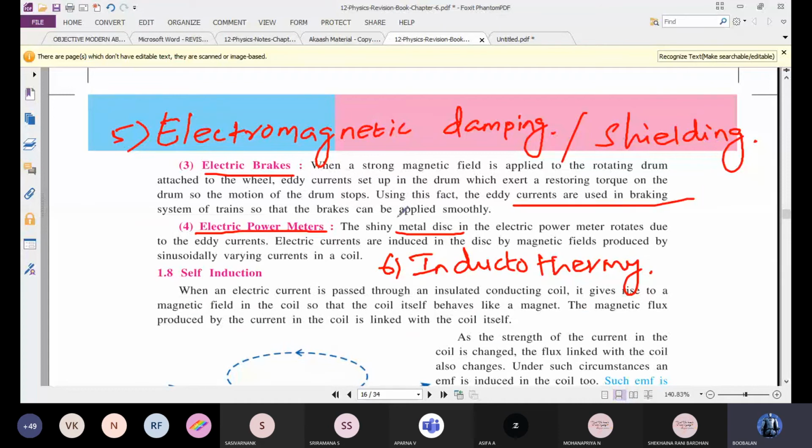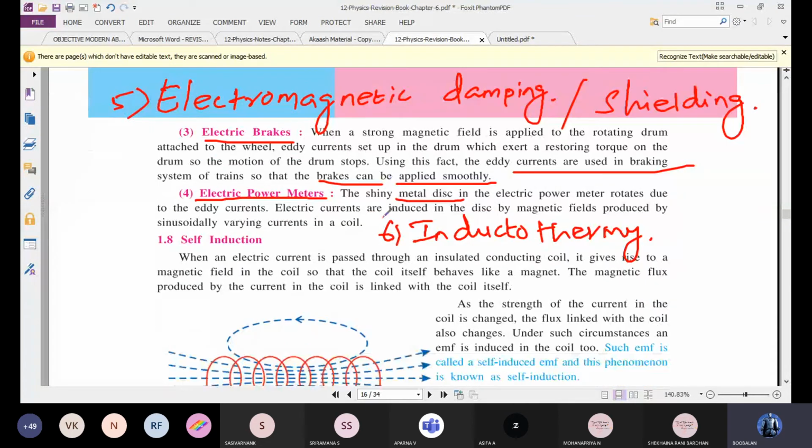For smoothing purposes, the brakes are applied smoothly. Inductothermy means the heat localized in tissues of the human body.